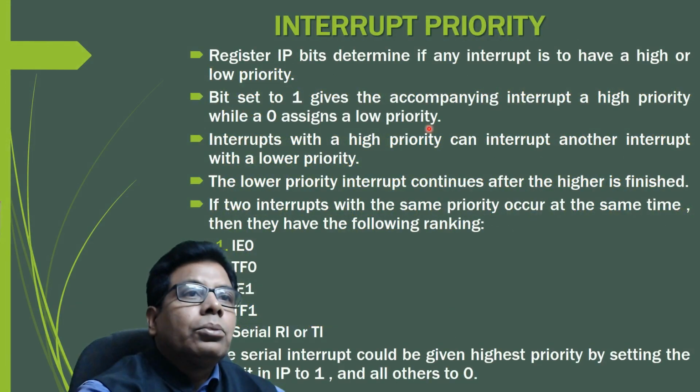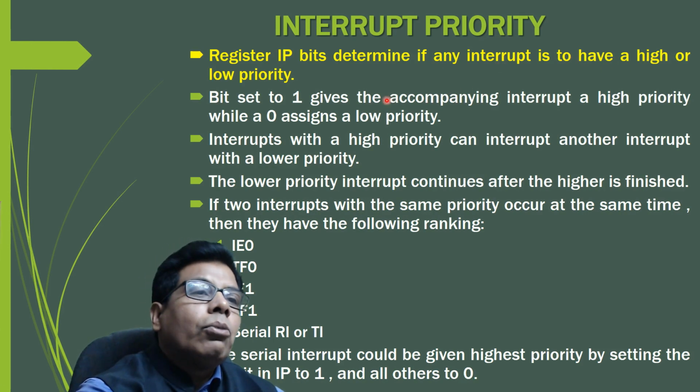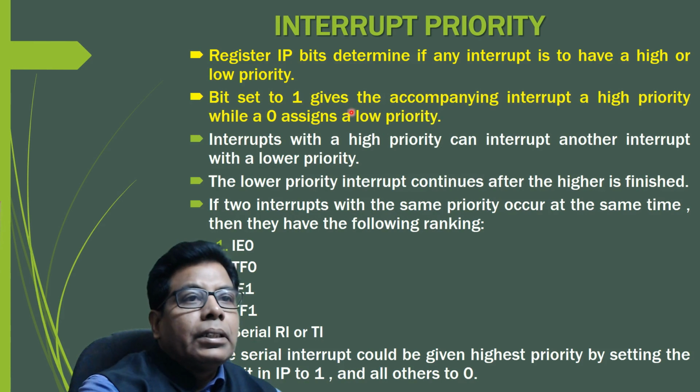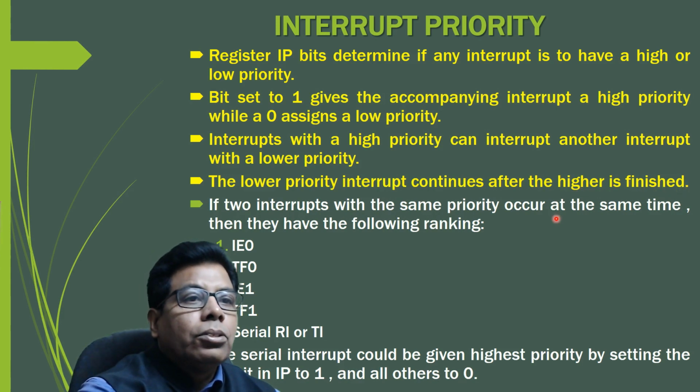Then let us go to the interrupt priority. The register IP determines if any interrupt is to have a high or low priority. So a bit set to 1 gives the accompanying interrupt a high priority, while 0 assigns a low priority. Interrupts with high priority can interrupt another interrupt with lower priority. The lower priority interrupt continues after the higher is finished. So if two of the same priority occur at the same time, then they have the following ranking. So these are the rankings.